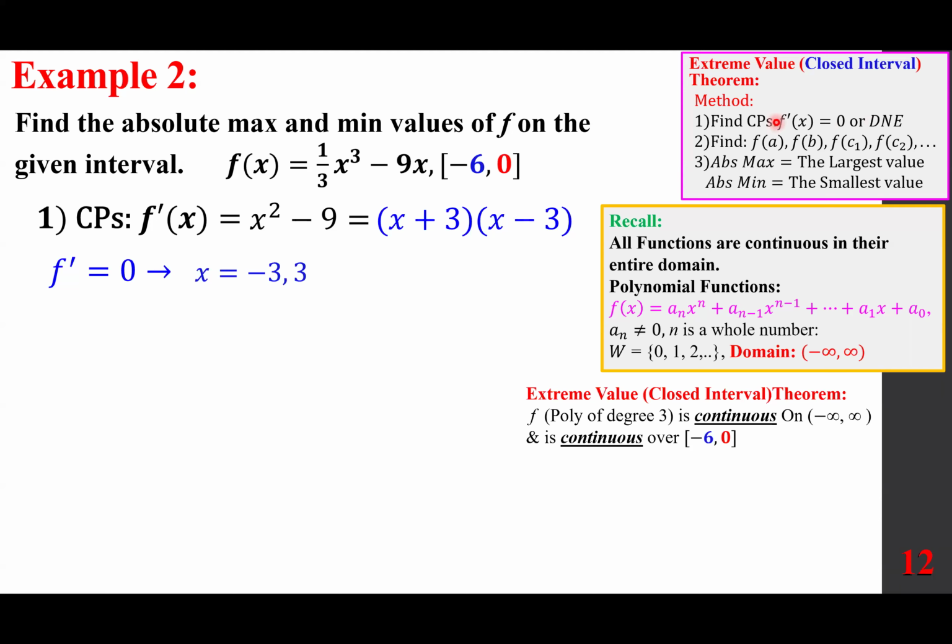The next one says f prime does not exist. F prime does not exist doesn't produce any solutions. First of all, f prime is a polynomial itself, so it's defined everywhere, it's continuous everywhere. That's why it doesn't produce any. Secondly, this notation is a Greek letter phi, and it refers to an empty set in set theory.